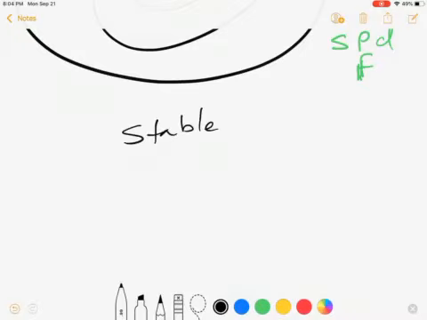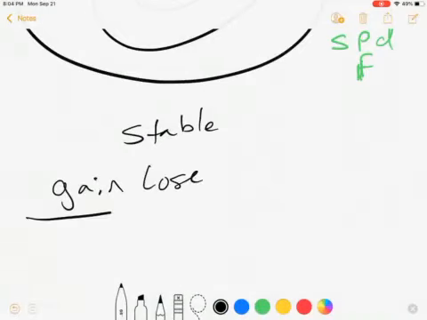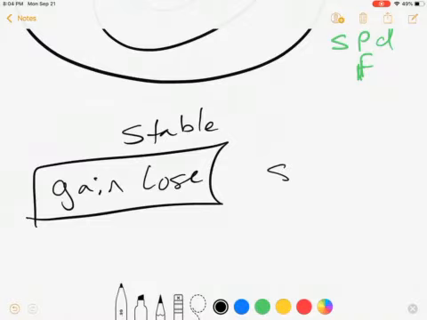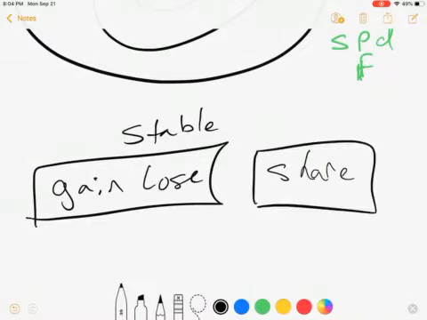They're going to become stable in two basic ways. They're going to gain or lose. That's one way for them to become stable. Or they're going to share. And what we're talking about sharing, gaining and losing is the electrons.